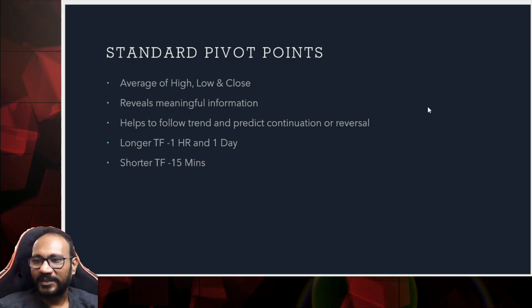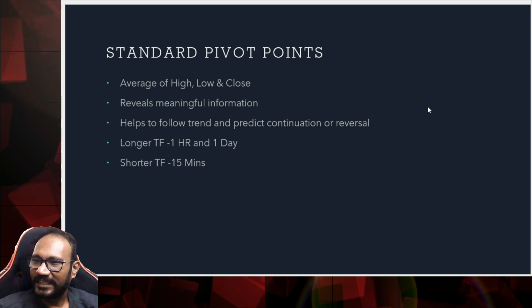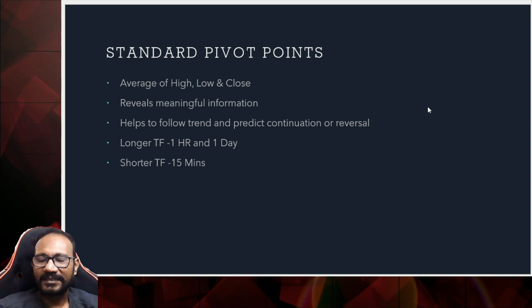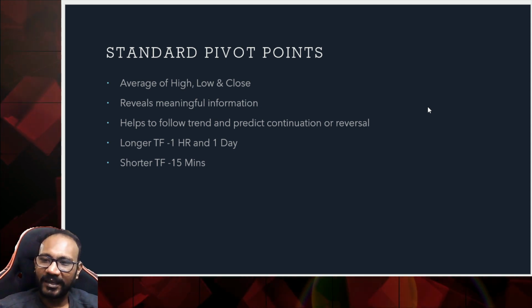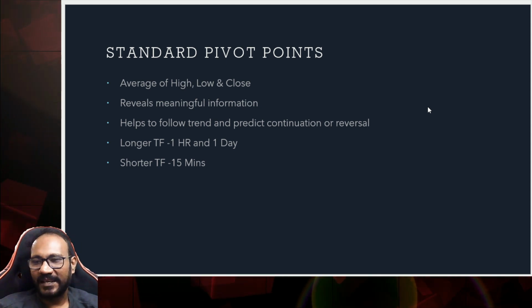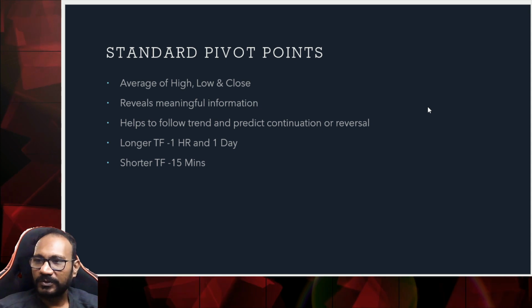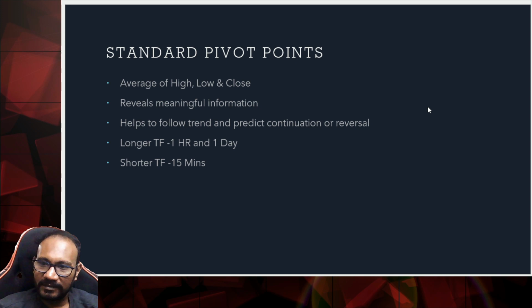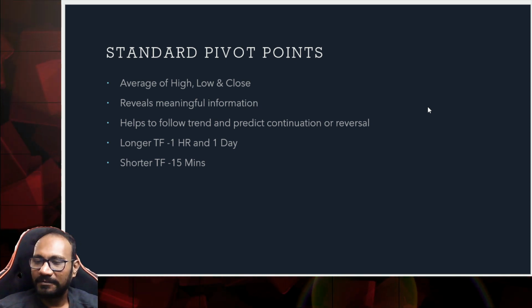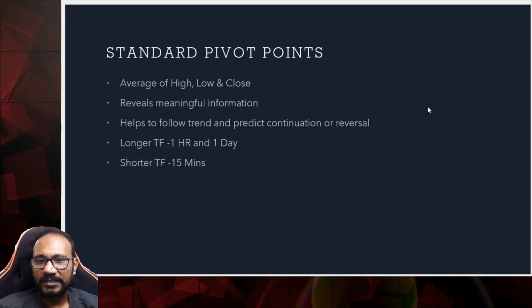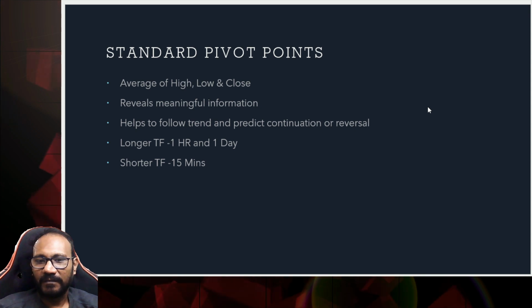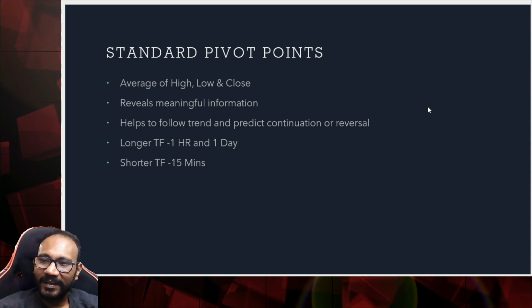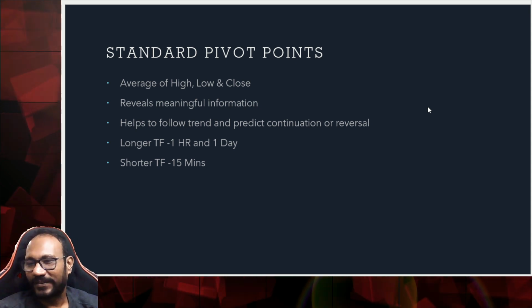The next concept that we are going to discuss is standard pivot points. This is actually an indicator. What it does is it computes the averages of high, low, and close, and then tries to find out where is the pivot, what are the various support levels and resistance levels. It gives you an insight into where the market is likely to find a reversal, or where it is likely to continue with the trend.